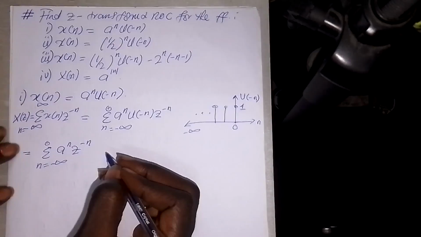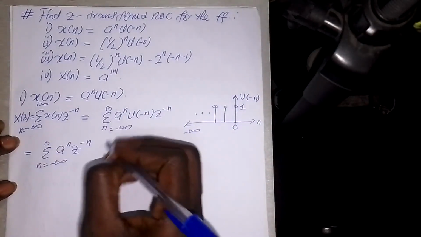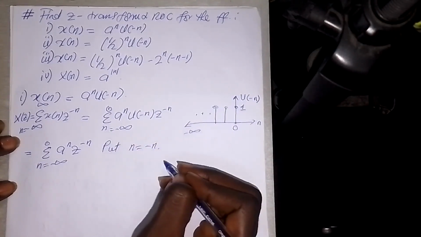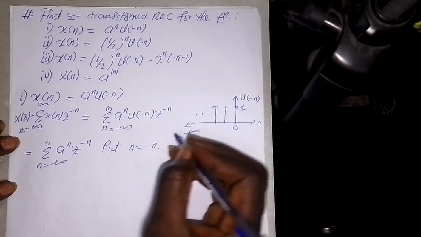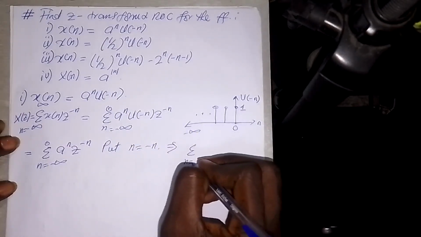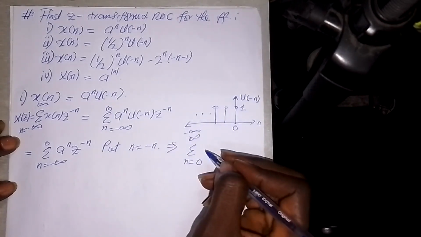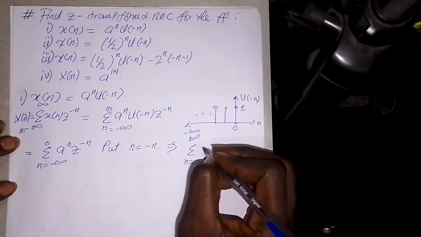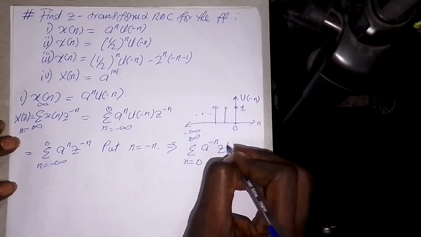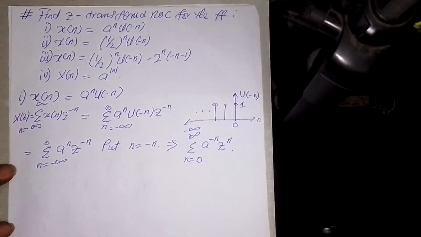But it's difficult to work with these limits that you have here, so you have to change them. To change them, let's put n equal to minus n. Now if you do that, your sequence will change: n is equal to 0 for the lower limit, and your upper limit will become infinity. And then you will have a exponent minus n, and z exponent n. That's what you have.